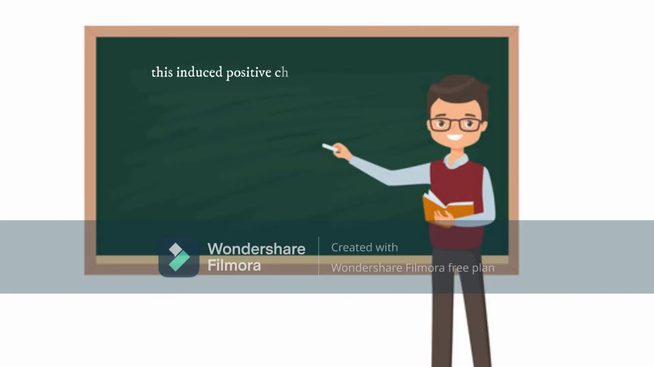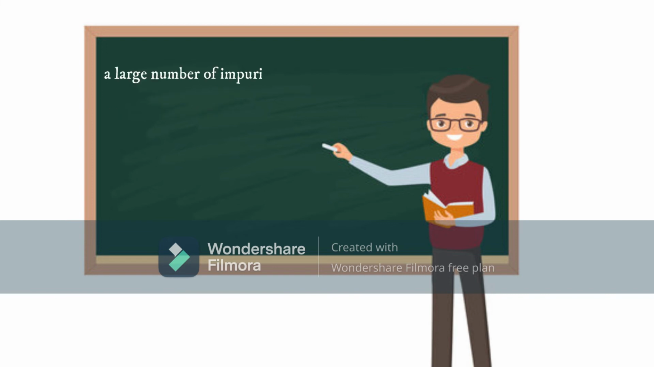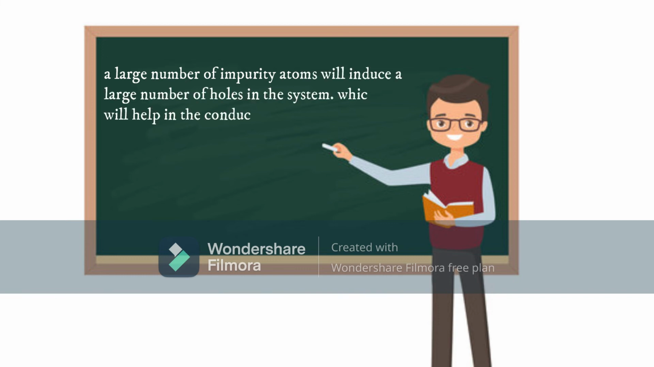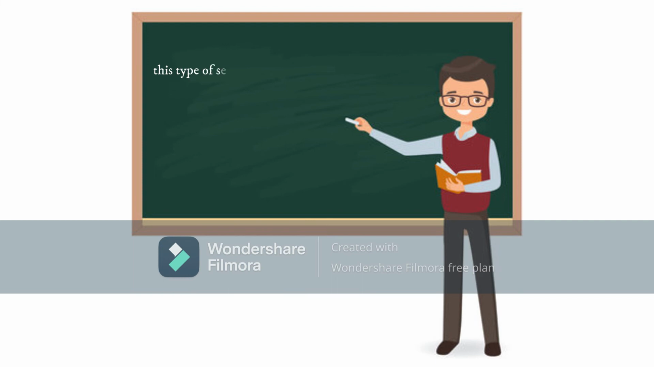Now before the creation of this positive hole in the system, the charge was balanced. But now we are having an imaginary positively charged hole in the system, which is technically an extra positive charge in the system. Now when we add a number of aluminium atoms in the system, we will have a large number of positively charged holes. When this impure doped semiconductor is connected to a supply, these holes take part in the conduction of electricity. The semiconductors, which have free holes for the conduction, are called p-type semiconductors.